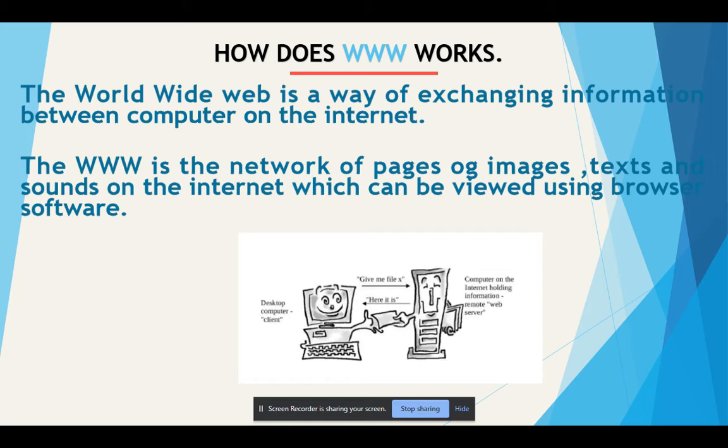Now we continue today's session, which is the World Wide Web. The World Wide Web is a way of exchanging information between computers on the internet. It basically runs on the internet, not any other way. The World Wide Web is a network of pages, images, text, and sound which can be viewed using browser software, such as your Chrome, Mozilla Firefox, etc.